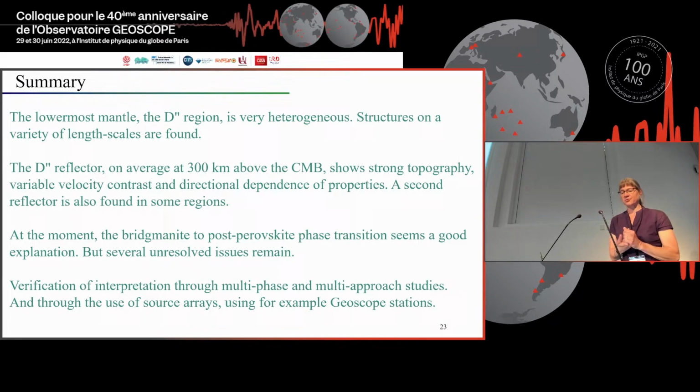At the moment, the bridgemanite to post-perovskite phase transition seems to be a good explanation, but there may be different explanations that are better. And I think that we need to verify interpretations and also the structures that we see through multi-phase and multi-approach studies. And also using source arrays, for example, Geoscope.